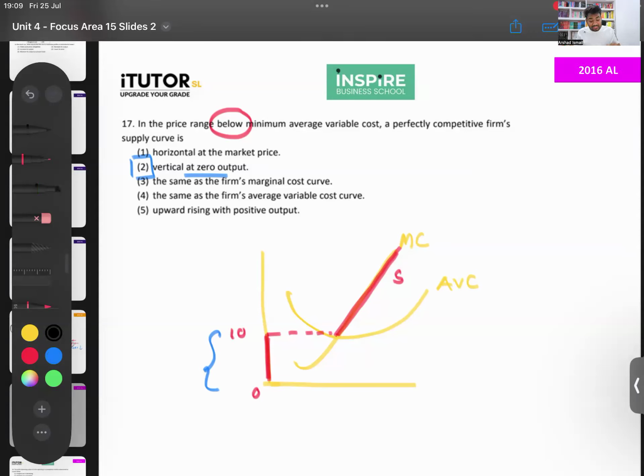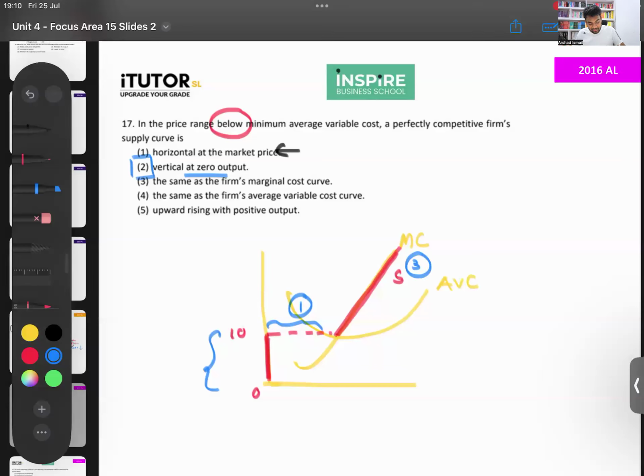If they ask you which one is the supply curve at the shutdown price, when price is equal to minimum ABC, then maybe you could have gone with answer number 1, something like horizontal at market price. So at the price of 10, it is this, right? So here the answer would have been number 1. Then same as the firm's marginal cost curve, that is wrong, because they are talking about the price below the ABC. The price range above the ABC only, it is the marginal cost curve.